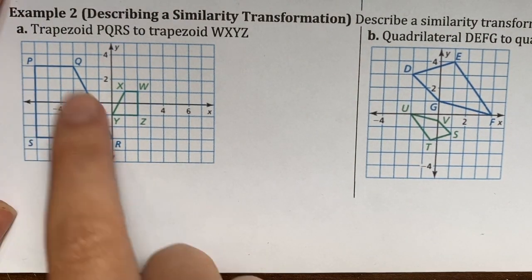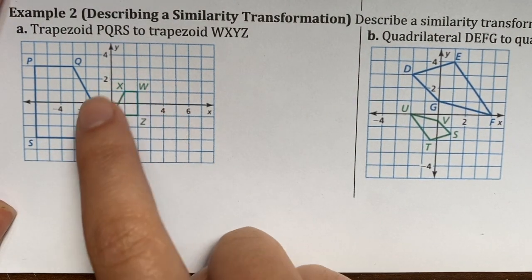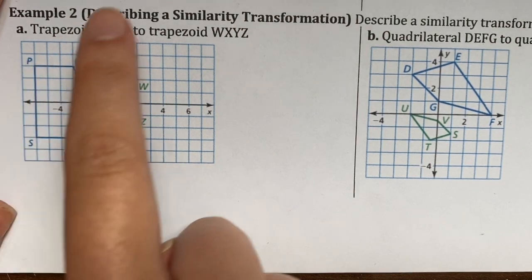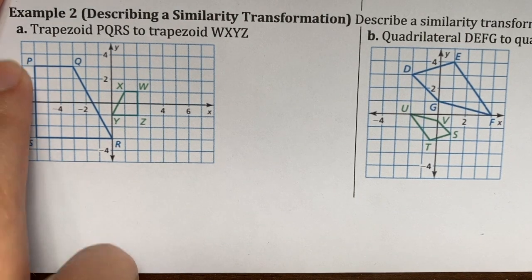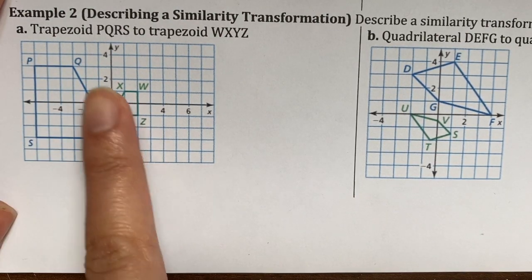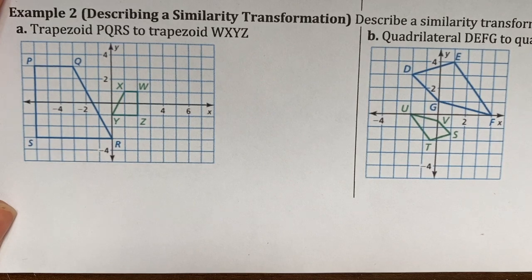So looking at PQRS and WXYZ, I noticed that they are reflections across the y-axis. So I'm going to first reflect PQRS so that it is on the other side of the axis.